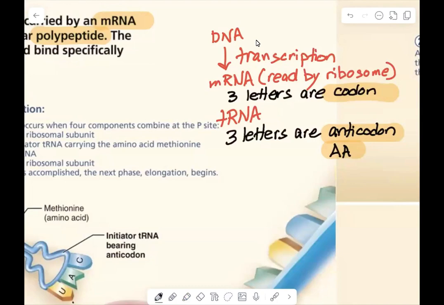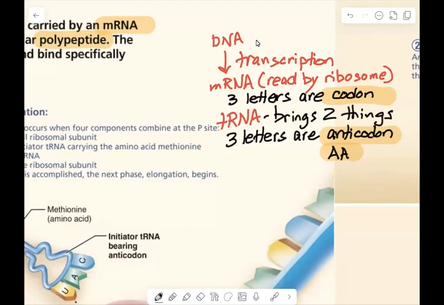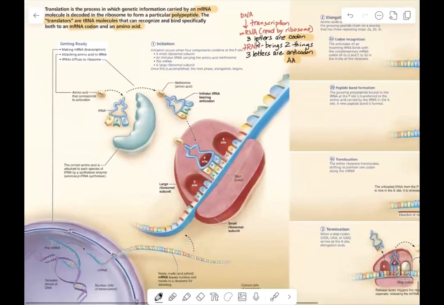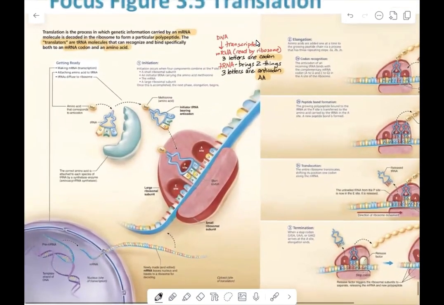So the tRNA molecule brings 2 things in. So that's the simplified version of what's going to happen. So now in the nucleus, we have the DNA molecule, and it's copied into an mRNA molecule.